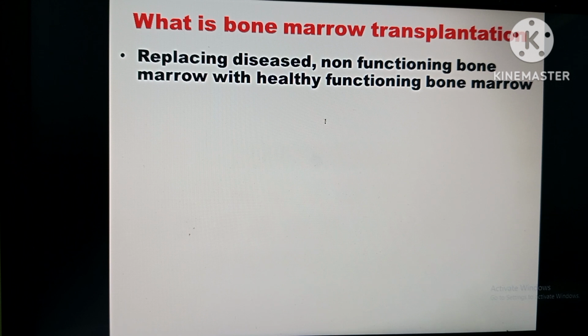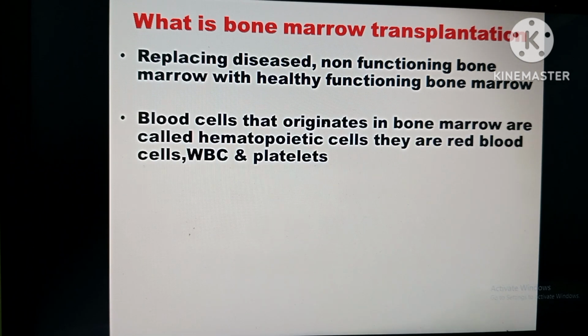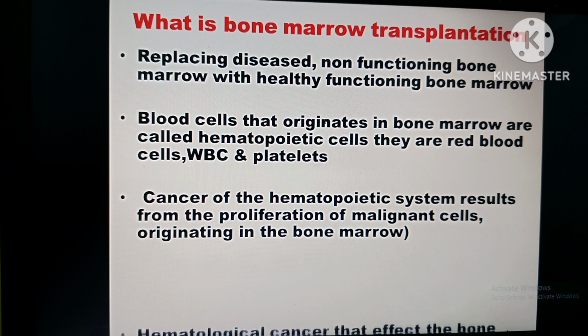So what is bone marrow? Bone marrow is soft, spongy tissue. It produces various types of blood cells, that is red blood cells, white blood cells, as well as platelets. What is the main function of these blood cells? Red blood cells help to carry oxygen, WBCs provide immunity, and platelets help in blood clotting. This bone marrow is present in the center of the long bone or at the end part of the long bone. So any hematological cancer requires bone marrow transplantation.